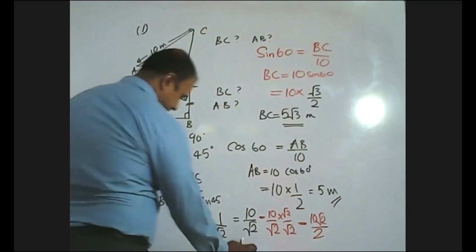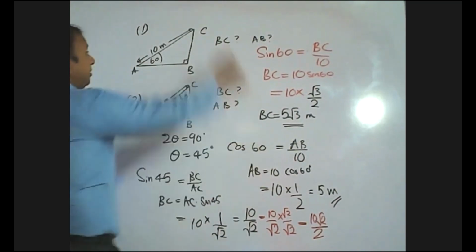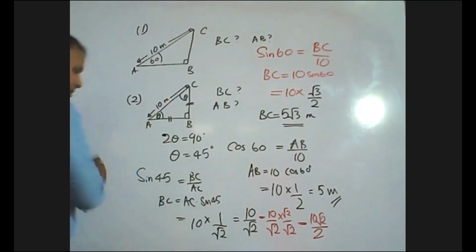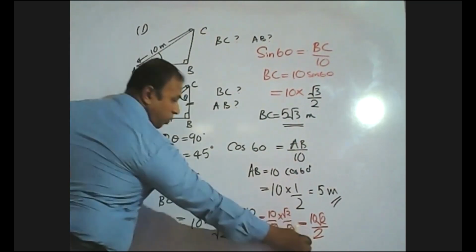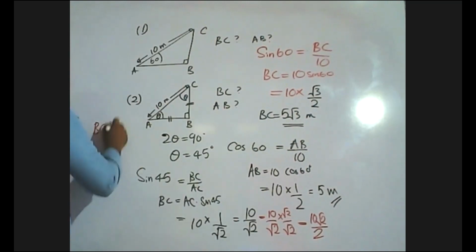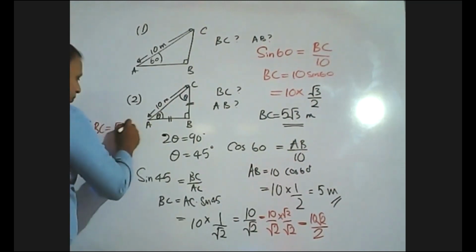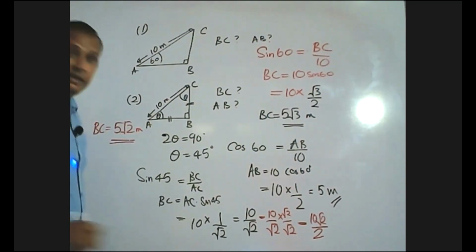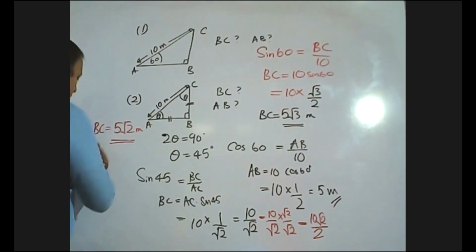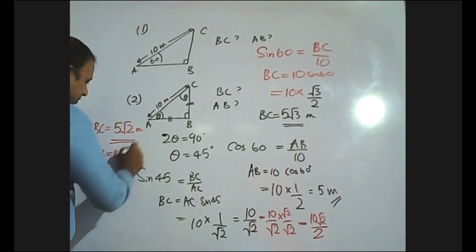I will write it in this way. BC is equal to 10 over 2 times root 2, which means 5 times root 2 meter. And that is equal to AB too. AB equals BC equals 5 times root 2.